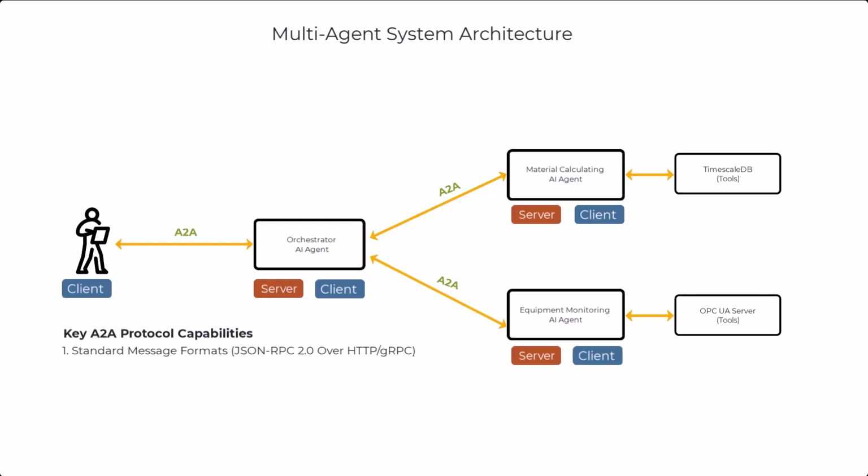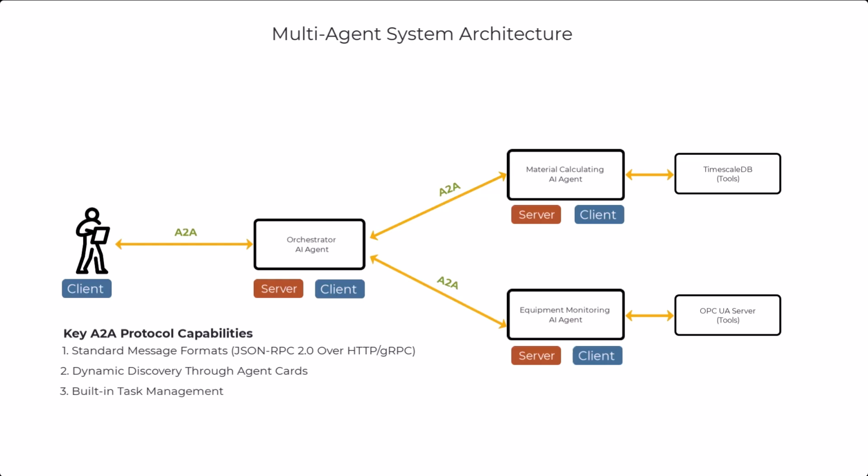First, standardized message formats. All communication uses JSON-RPC 2.0 over standard protocols like HTTP or gRPC. This means agents exchange structured, typed data that any system can understand. Second, dynamic discovery through agent cards. Each agent publishes an agent card, which is like a business card that says, I'm the equipment monitoring agent, I can provide tank levels and machine states, and here's how to reach me. Other agents can discover these cards and automatically know what capabilities and skills are available from what agent.